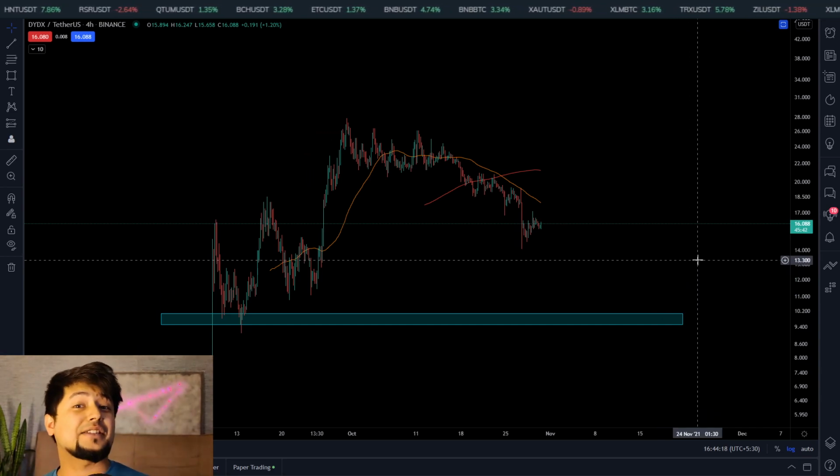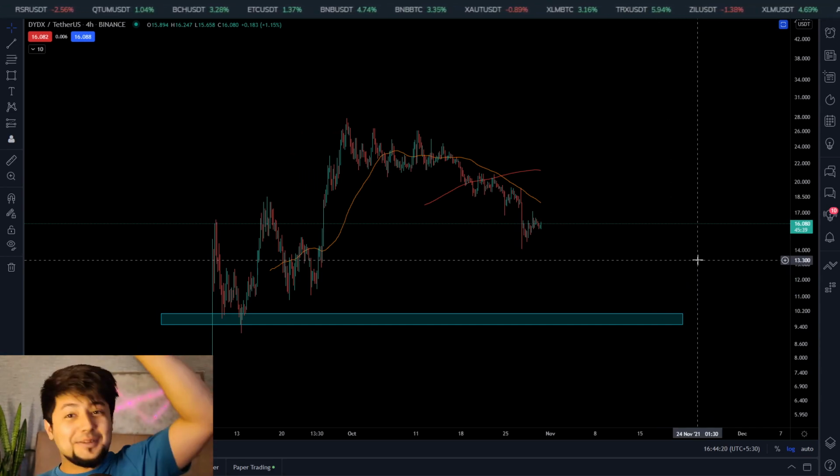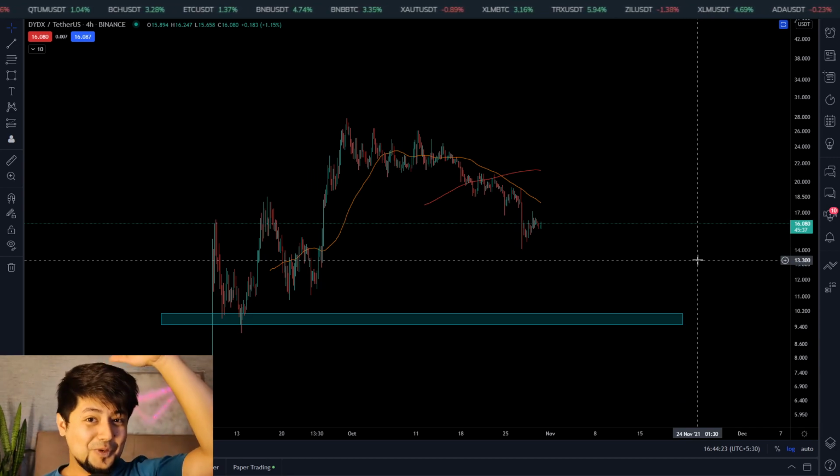All right, things are different as of now. Things will be different as Bitcoin stays above the previous all-time high. Most of the people will be in profit.